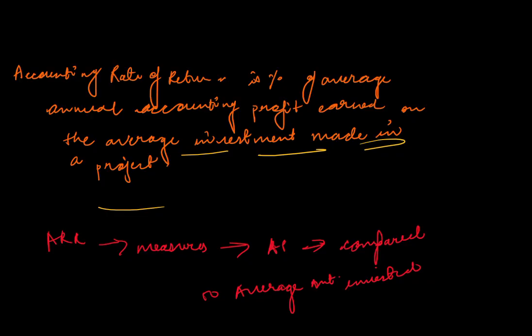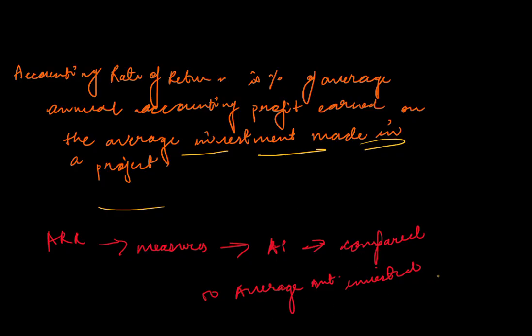Now let's simplify this. Suppose a company invests money in machinery. After operating the machine for several years, the company earns some profit every year. Now instead of looking at the cash received, the company looks at the accounting profit reported in the books. Then it calculates the average profit and compares it with the average investment. The result that we get is called accounting rate of return. So in simple words, ARR measures how much accounting profit a project earns compared to the average investment.